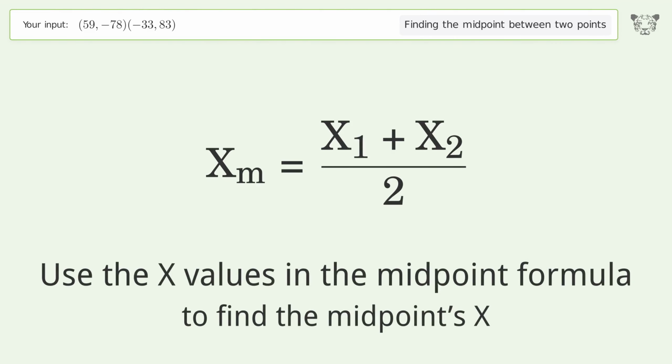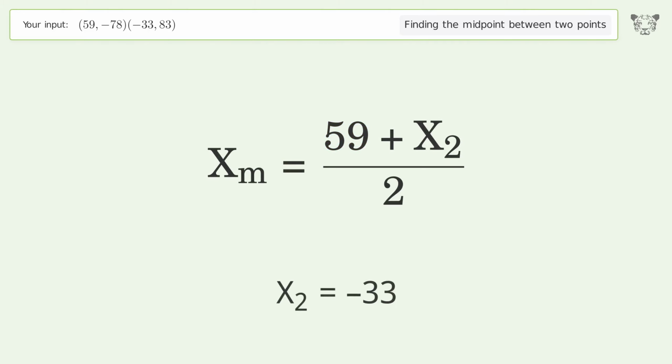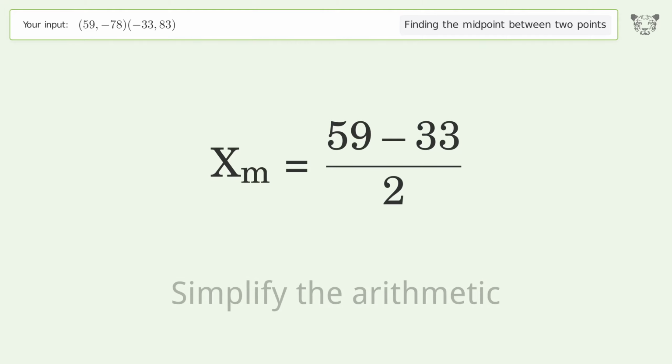Use the x values in the midpoint formula to find the midpoint's x. x1 equals 59. x2 equals negative 33. Simplify the arithmetic.